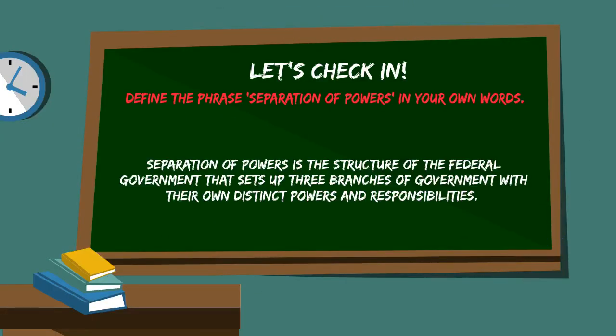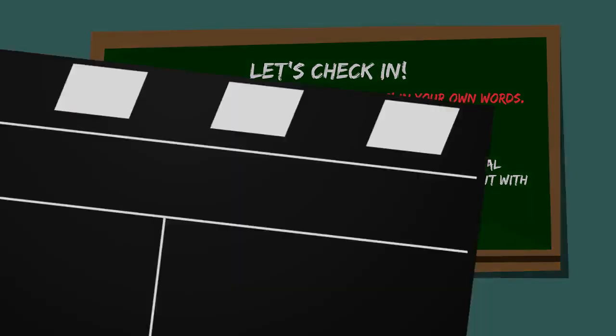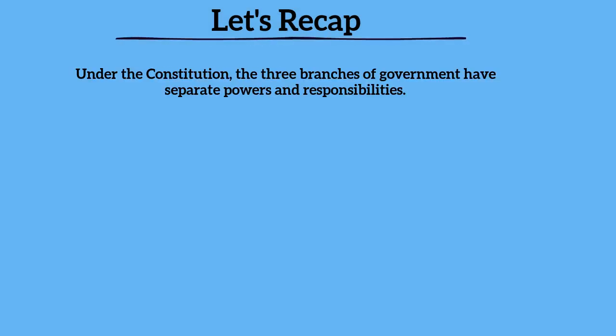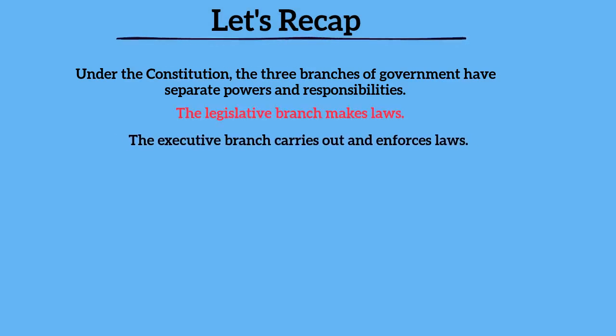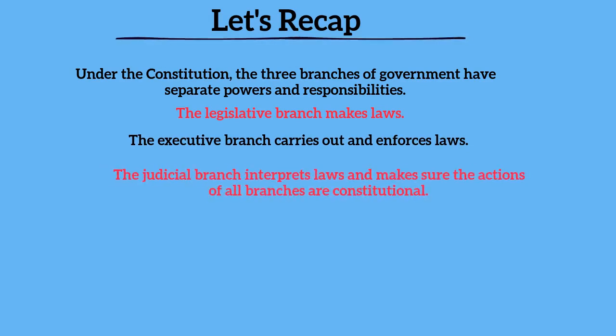Separation of powers is the structure of the federal government that sets up three branches of government with their own distinct powers and responsibilities. Let's recap what we've learned. Remember, under the Constitution, the three branches of government have separate powers and responsibilities. The legislative branch makes laws, the executive branch carries out and enforces laws, and the judicial branch interprets laws and makes sure the actions of all branches are constitutional.